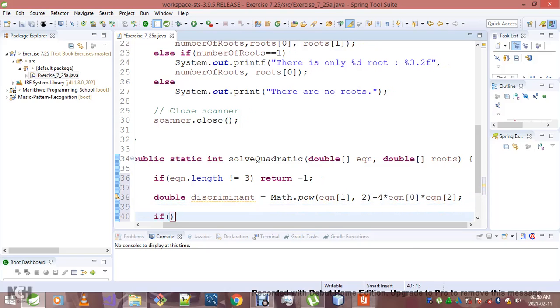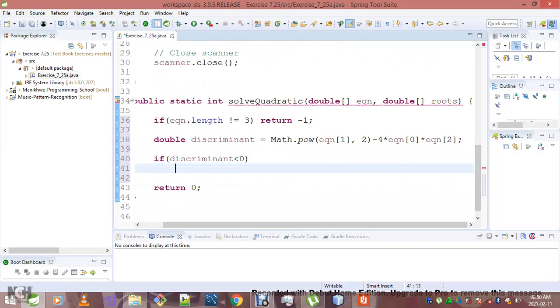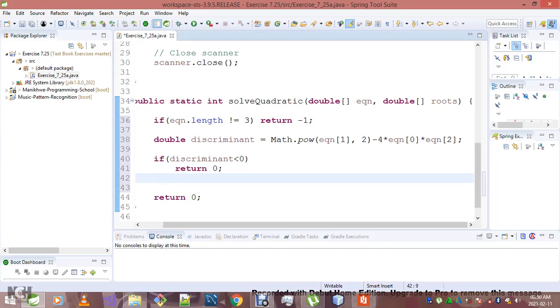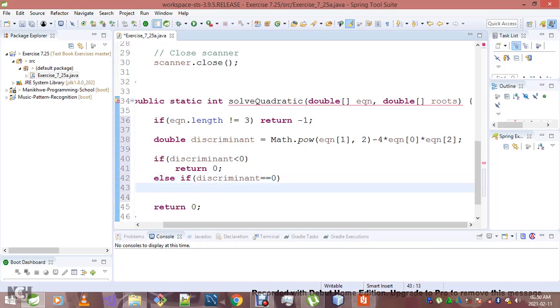Okay, now in fact if discriminant is negative, then you know that there are no roots. We're dealing with complex numbers, but I don't wanna go there, okay? So else if a discriminant is exactly equals to 0, then we have 1 root.